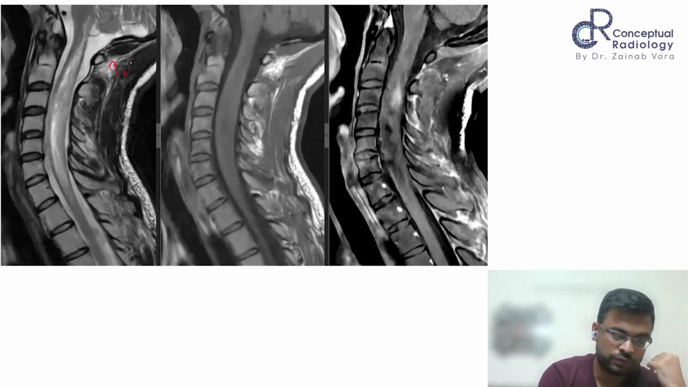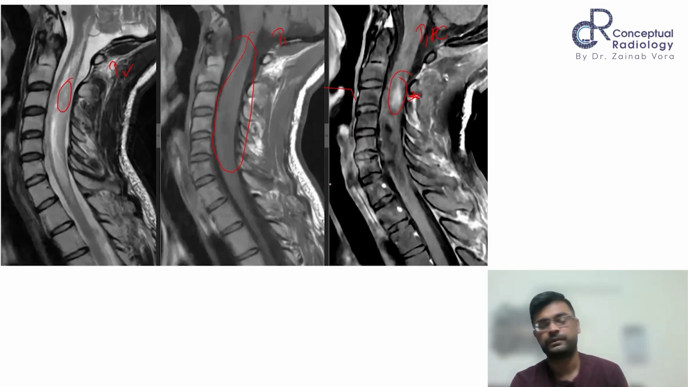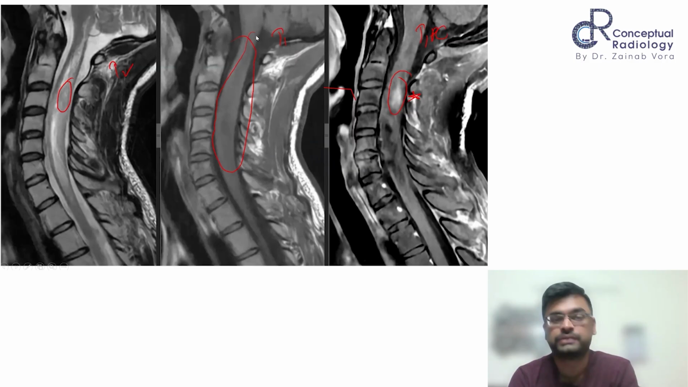So again, this is T2. Here we have T1 sagittal and this is T1 post contrast, right? What you see here is on T1, the lesion appears to be mildly hypointense, and on post contrast, there is only a patchy area of cloud-like contrast enhancement, and this enhancing area corresponds to this area on T2, right? So SACD, longitudinal extensive transverse myelitis.